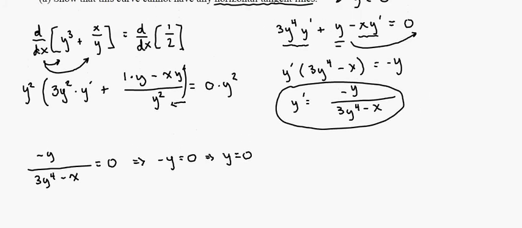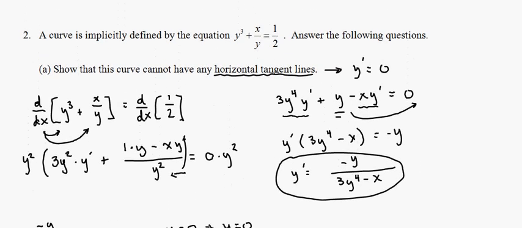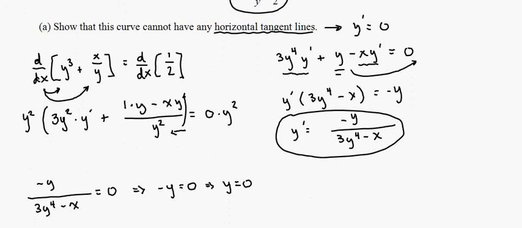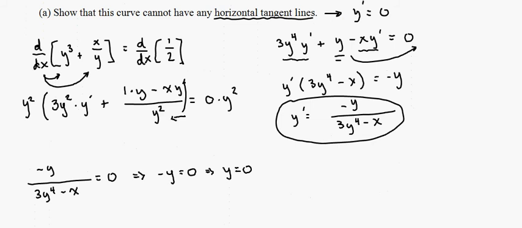But in order to find the x-coordinate on the curve where y is 0, we're going to need to substitute y equals 0 into this equation. Okay, again, no big issue there. Let's take y equals 0, and substitute it into the equation y cubed plus x divided by y equals 1/2. The only way this has a horizontal tangent line is if I can find a coordinate point that has the horizontal tangent line. So I'm going to substitute a 0 in here and a 0 in here. You probably already see the problem.